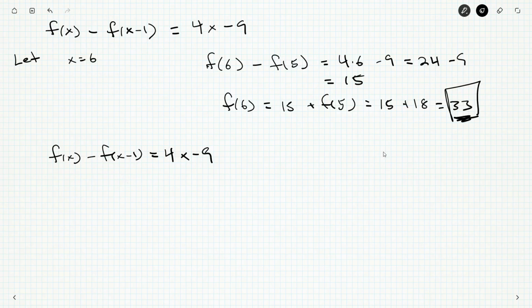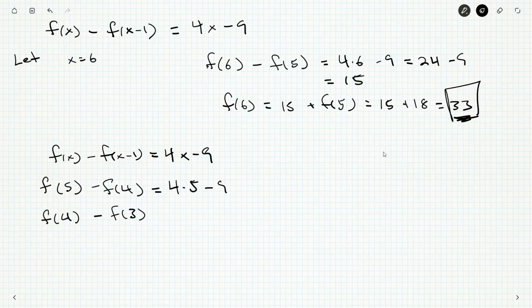Okay, well, what if I put a 3 here? Then x would have to be 4. I don't know either of those. But if I also do the calculation with the 4 here, I'll get a 5 here, and that's one I do know. So I'll work down to f of 3. So f of 5 minus f of 4 is equal to 4 times 5 minus 9. And f of 4 minus f of 3 is 4 times 4 minus 9. So this is 20 minus 9, that's 11. And this is 16 minus 9, that's 7.